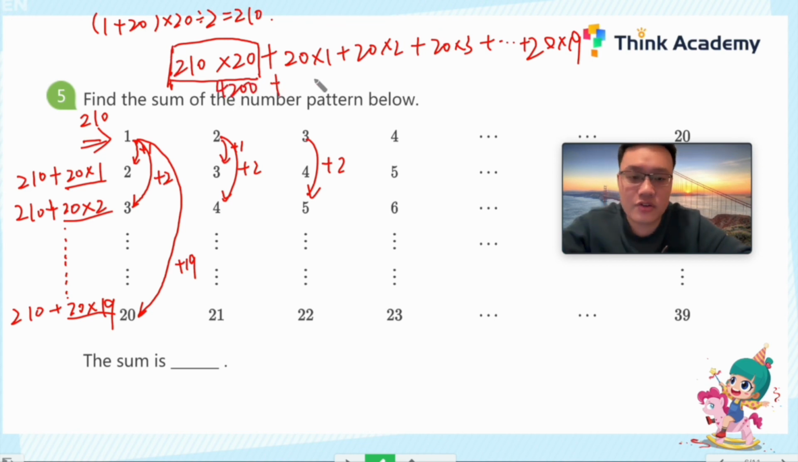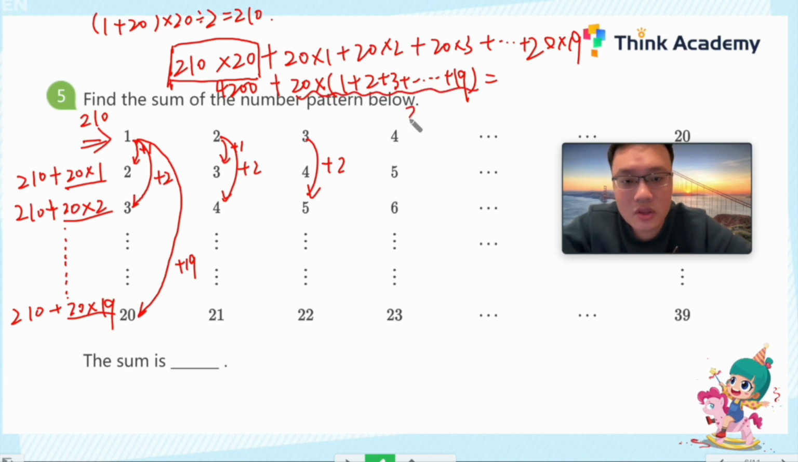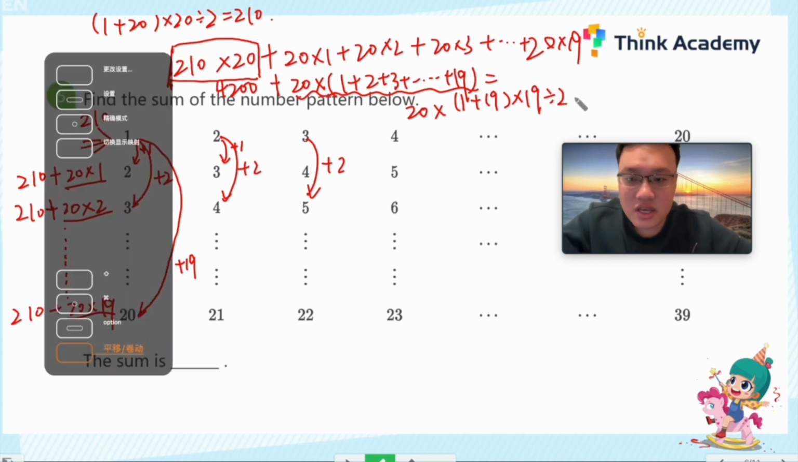And as for the rest, you can take out the common factor, which is 20, so it's 20 times in the bracket 1 plus 2 plus 3 all the way to 19. All right. So what's the sum of this part? It's an arithmetic sequence basically. So you use 1 plus 19 times how many terms you have, which is 19, and then you divide by 2. So let's see what you get.